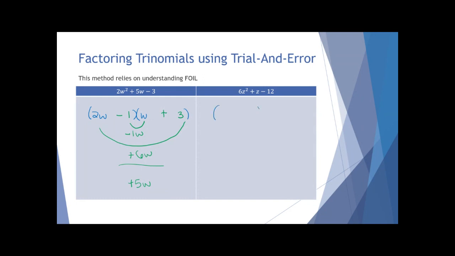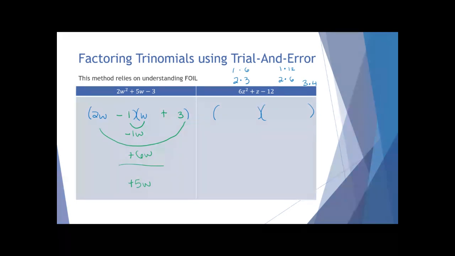So I still need to have my parentheses. Now here's one of the problems. For 6, there are multiple ways to multiply to 6. I can have 1 times 6 or 2 times 3. For 12, I could have 1 times 12, 2 times 6, and 3 times 4. So the first example, there was only one choice. Now I have lots of choices for numbers.